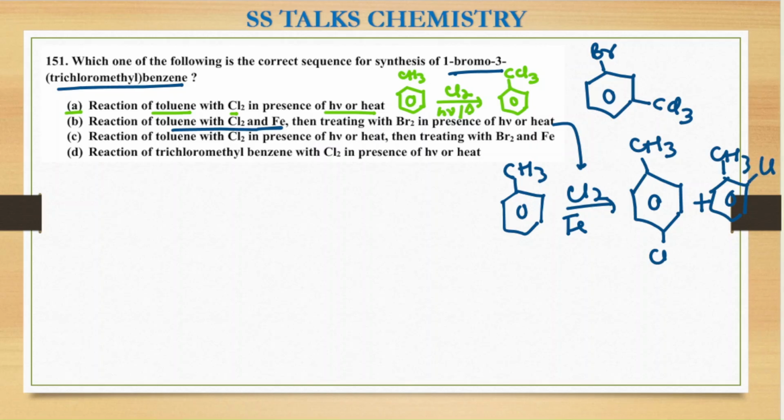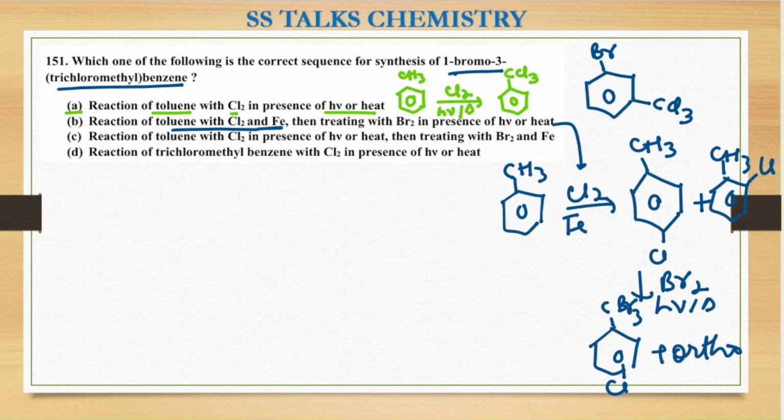Further, if you do the bromination of this in the presence of heat or light, the hydrogen atoms will be replaced by bromine. So CBr3 and, at the para position, Cl plus its ortho species will be formed. This is the product, and we can see this is not your desired one. So option B is also not the correct answer.